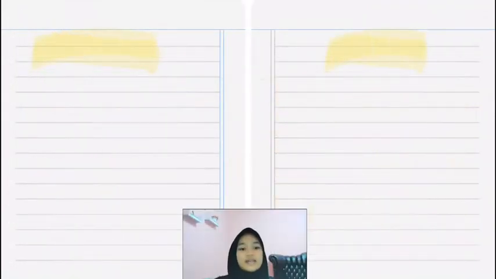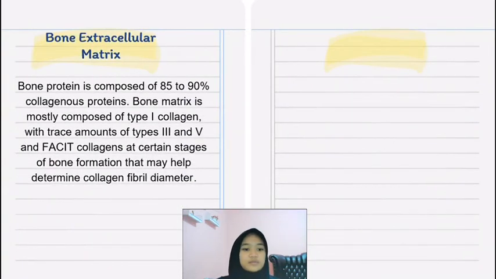Next, bone extracellular matrix. Bone protein is composed of 85 to 90% collagenous proteins. Bone matrix is mostly composed of type 1 collagen with trace amounts of type 3 and 5 and FACIT collagens at certain stages of bone formation that may help determine collagen fibril diameter.